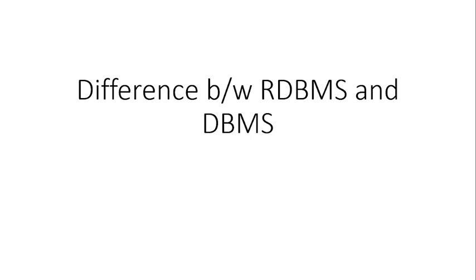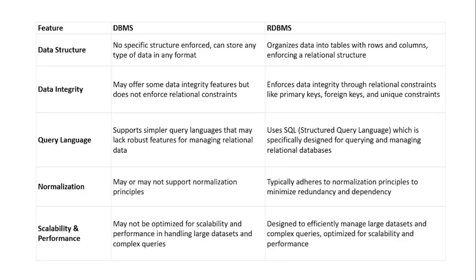In this video, we are going to see the difference between a relational database management system and a database management system. Mainly there are 5 features which may differ between DBMS and RDBMS. The first one is data structure. We use data structures to group the data in an organized manner, right?